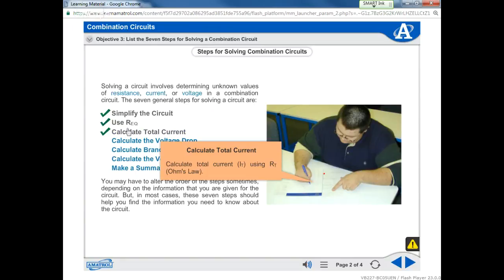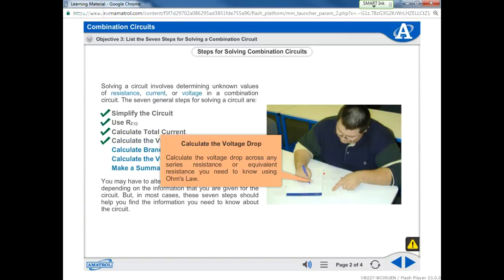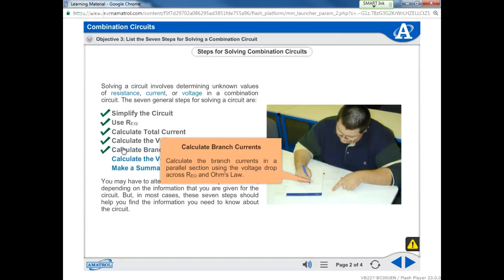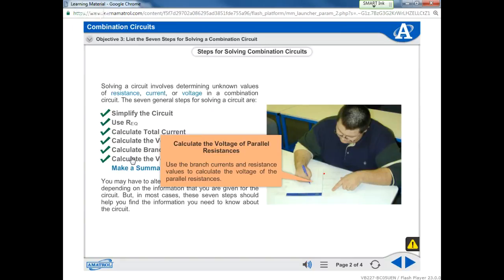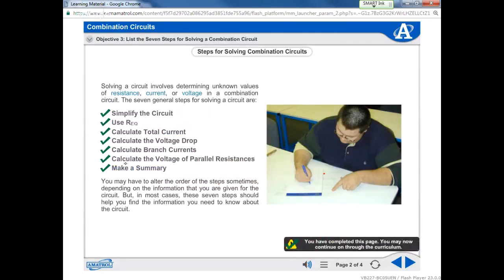Calculate total current, or I sub T, using R sub T, or Ohm's law. Calculate the voltage drop across any series resistance or equivalent resistance you need to know using Ohm's law. Calculate the branch currents in a parallel section using the voltage drop across R sub EQ and Ohm's law. Use the branch currents and resistance values to calculate the voltage of the parallel resistances.